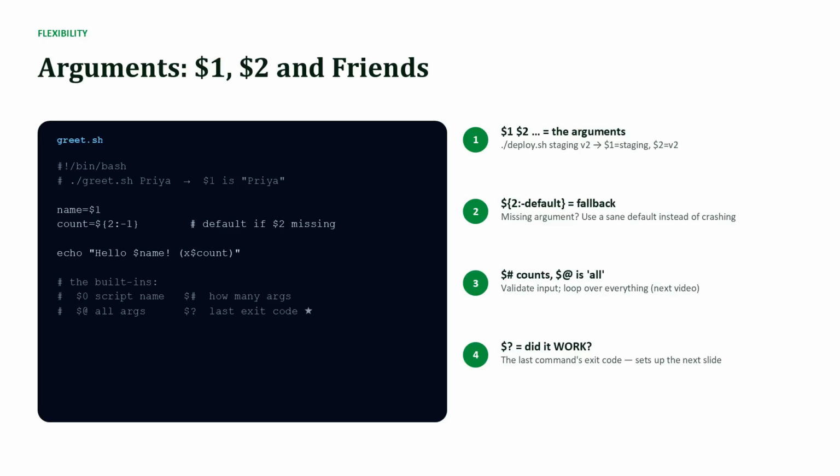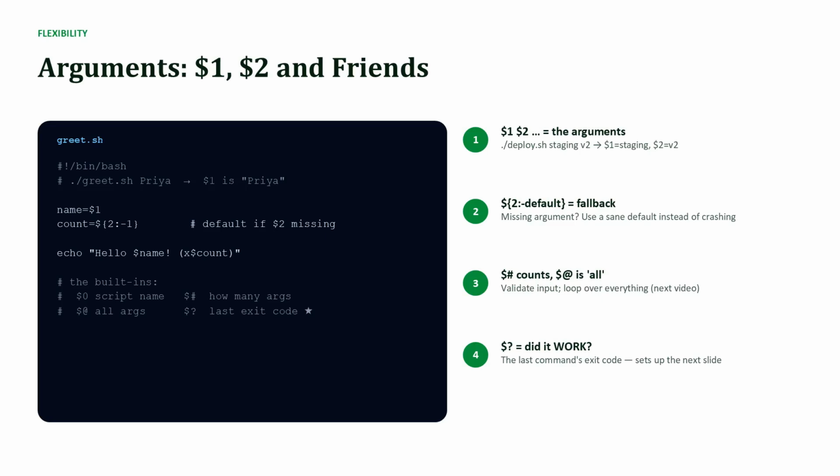Arguments make one script serve 1,000 uses. Whatever you type after the script's name arrives as $1, $2, and so on. Run greet Priya, and $1 is Priya. The elegant touch. ${2:-1} means use $2 or fall back to 1 if it wasn't given. Defaults instead of crashes.